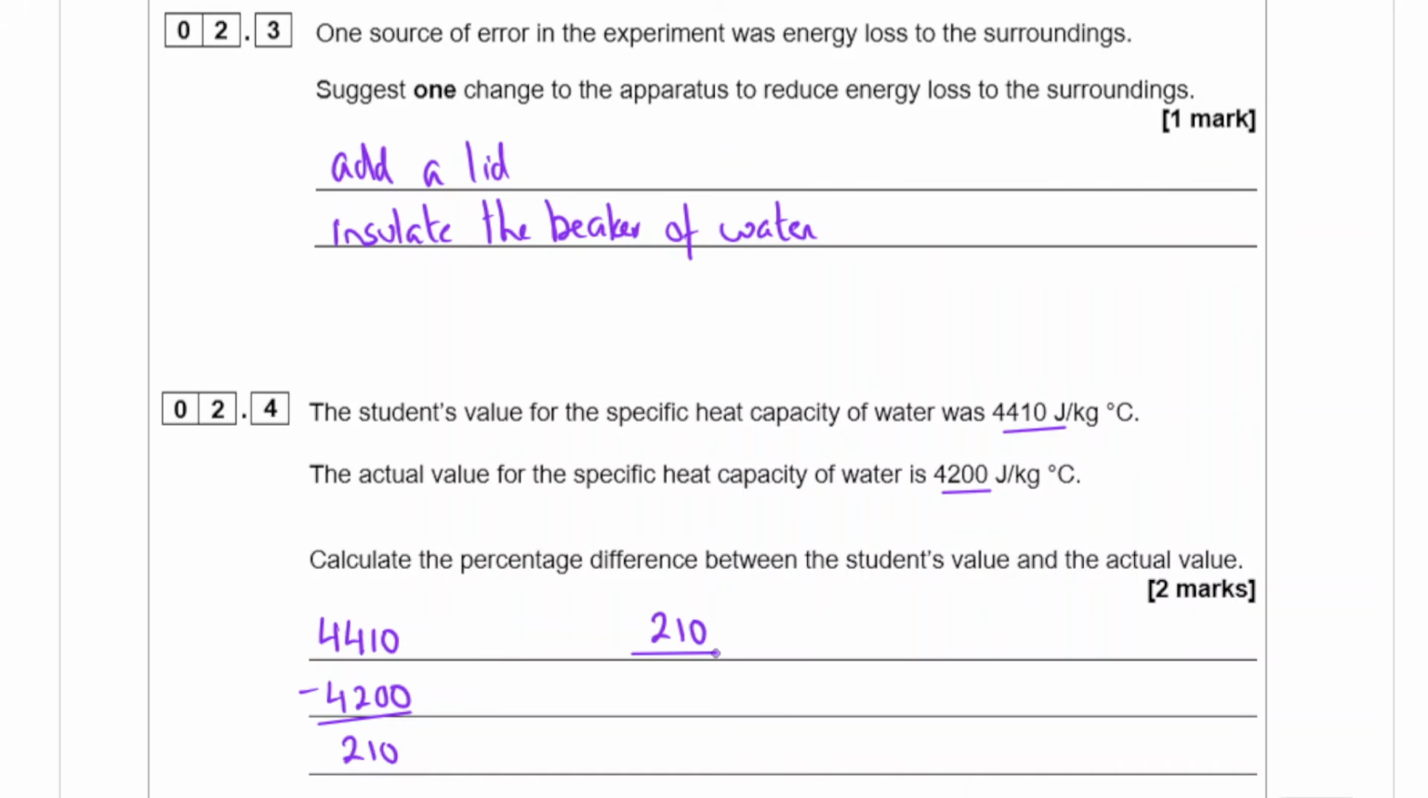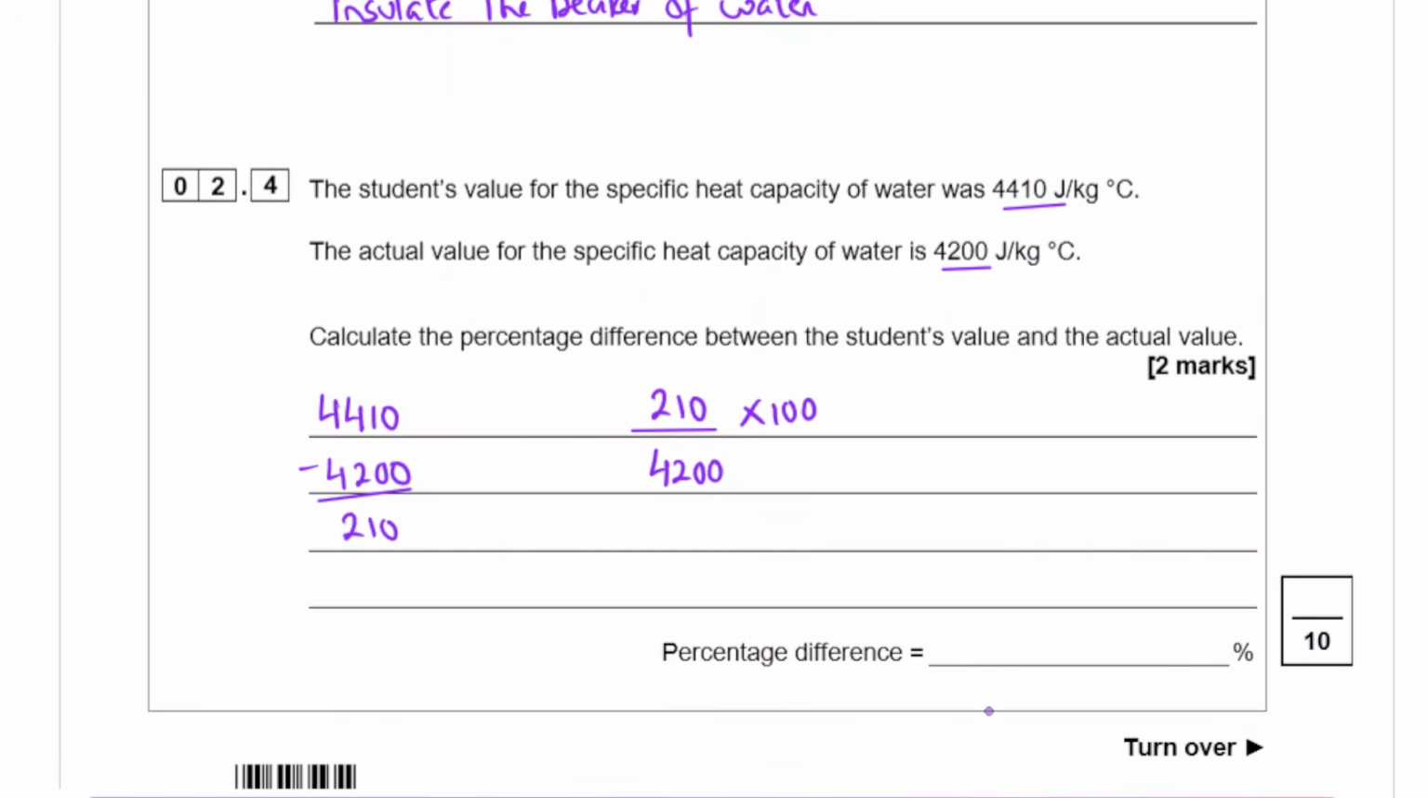210 divided by 4,200 times 100. That would give me 5%. That brings us to the end of question number 2, and I will see you in question number 3.